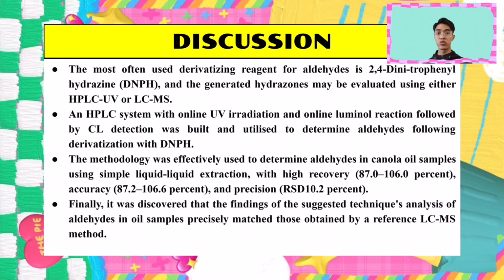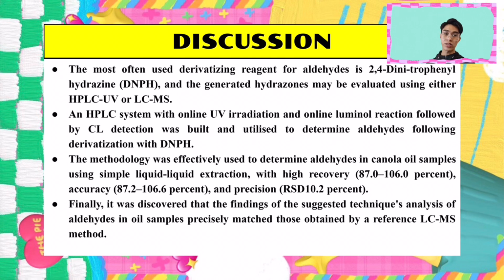When exposed to UV light, singlet oxygen is generated, which subsequently transforms the DNPH aldehyde derivative to hydroperoxide. The hydroperoxides then interact with luminol in an alkaline medium, resulting in a strong CL. An HPLC system with online UV irradiation and online luminol reaction, followed by CL detection, was built and utilized to determine aldehydes following derivatization with DNPH.